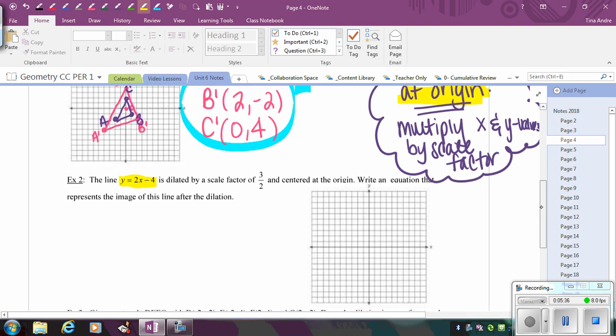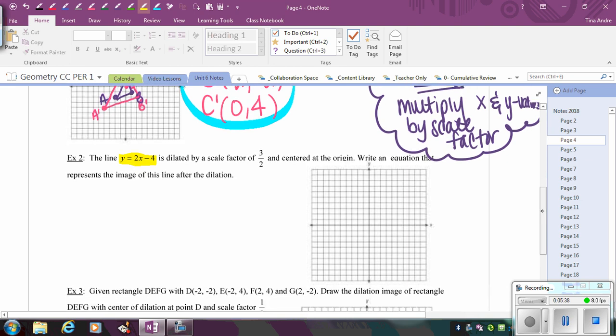Now you might be thinking a line goes on forever, so how is that going to get bigger or smaller? And the answer to that is, well, the line itself won't get any bigger or smaller when you do a dilation because it's a line, it goes on forever. So in that sense, you're not going to see a difference in the length of it, but you are going to see something happen with the location, with how it matches up with the center.